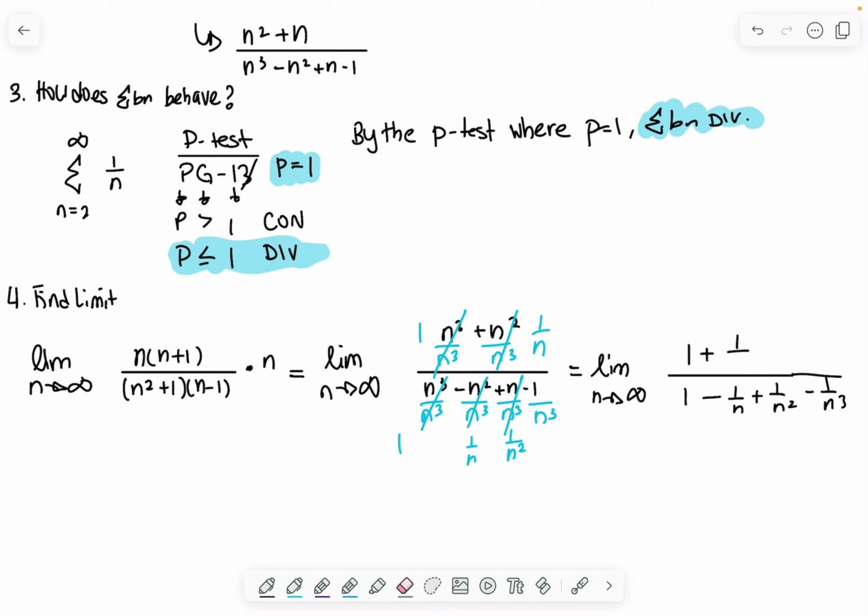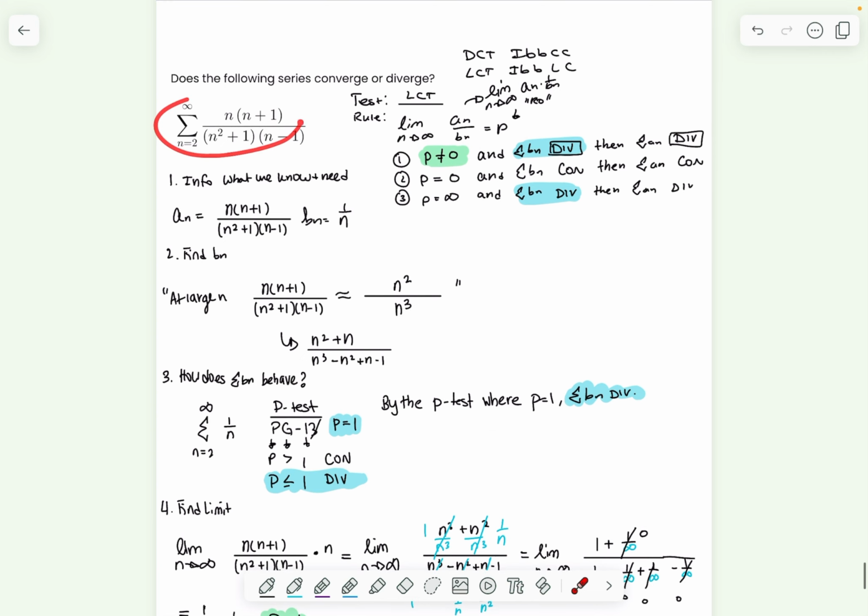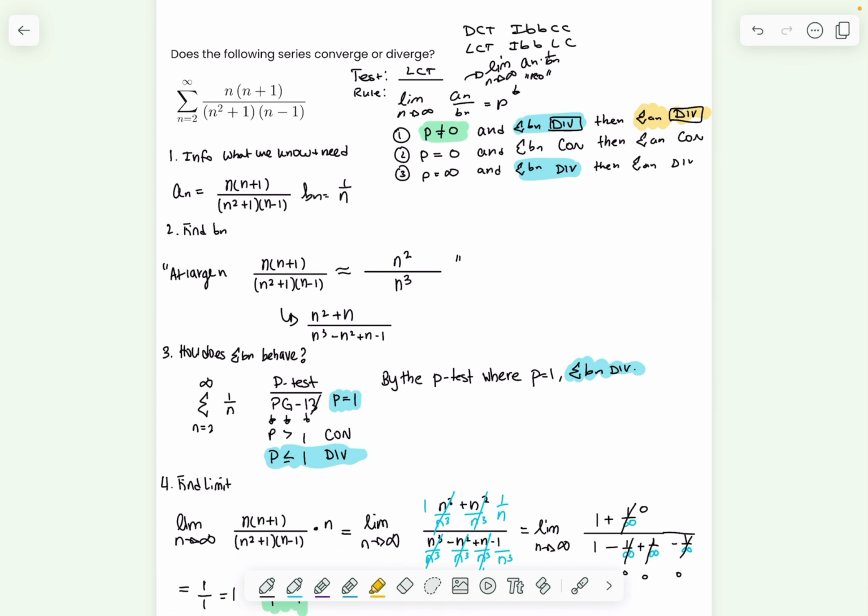When we plug in infinity for the n's, we get the following. We understand that infinity squared is still just infinity, infinity cubed is still just infinity, and anything divided by infinity, as n approaches infinity, goes to 0. So essentially, we have that this is equal to 1 over 1, which is just 1. So we have that rho is equal to 1, which is a non-zero number. And so therefore, if this is true, and this is true, then we can say that the series that was given to us diverges. And that is our answer.